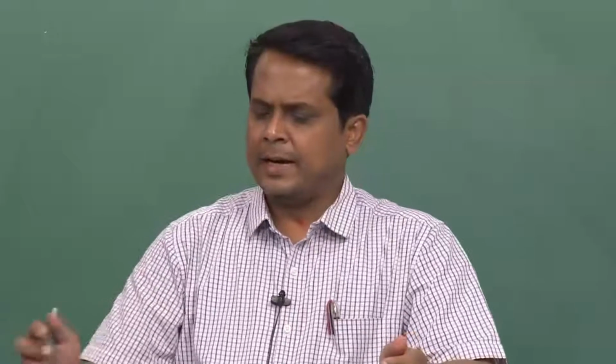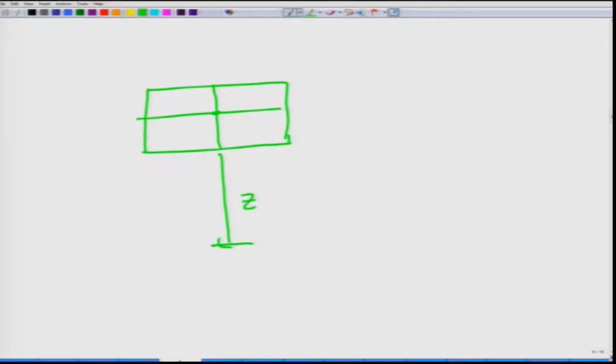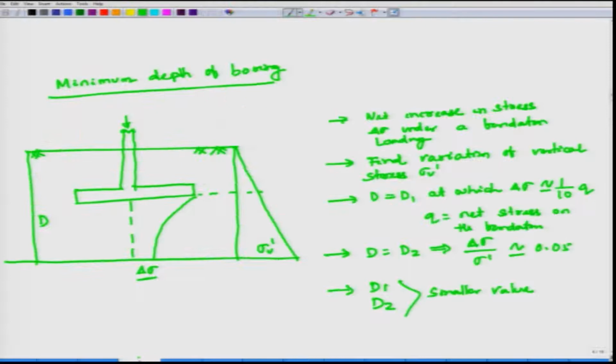So, first you find the net increase in stress, delta sigma, under a foundation loading. How do you get it? Delta sigma here, this is a foundation loading, so it comes back to your basic soil mechanics. If there is a square footing or rectangular footing, then at the center, below a certain depth Z, what is the increase in stress? Based on this methodology, find delta sigma. This is based on Boussinesq's equations. You can find how much the increase in stress is because of the foundation loading.